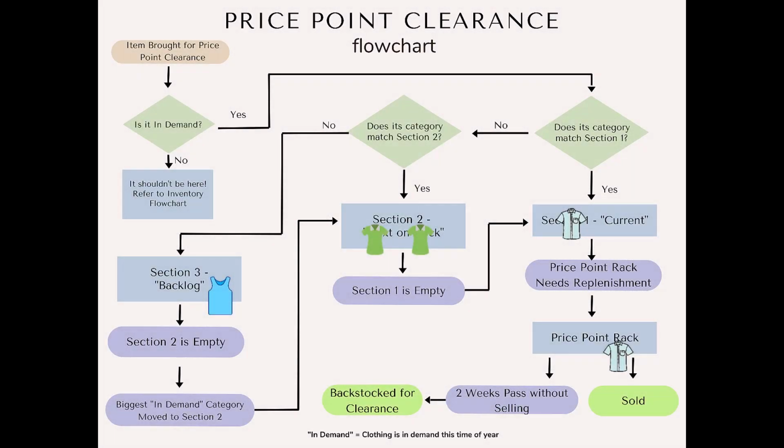However, it's possible there could be a specific piece of clothing that is so bad that nobody wants it for any amount of money. If 2 weeks pass without selling, it's going to go into a backstock bin for clearance. So the longest that any piece of clothing will be in the price point rack is 2 weeks. And that's it for the price point staging process.